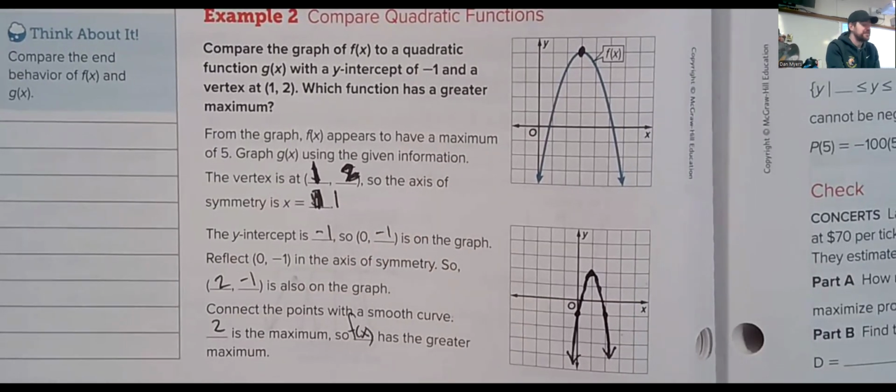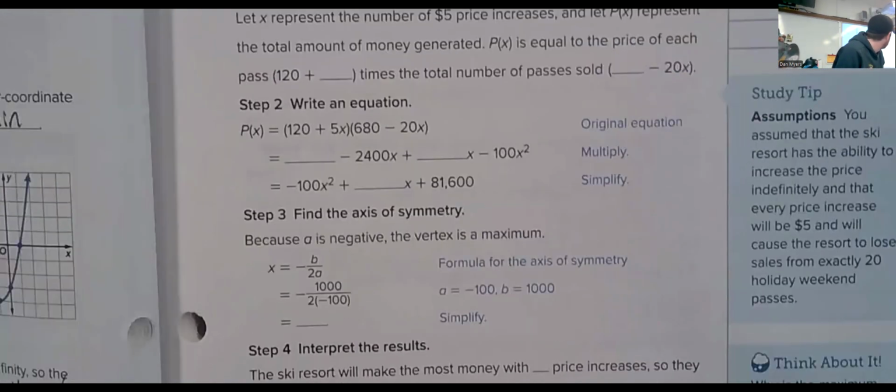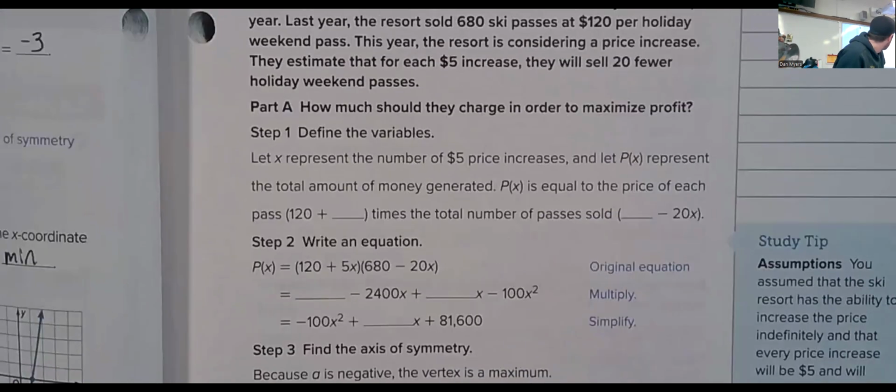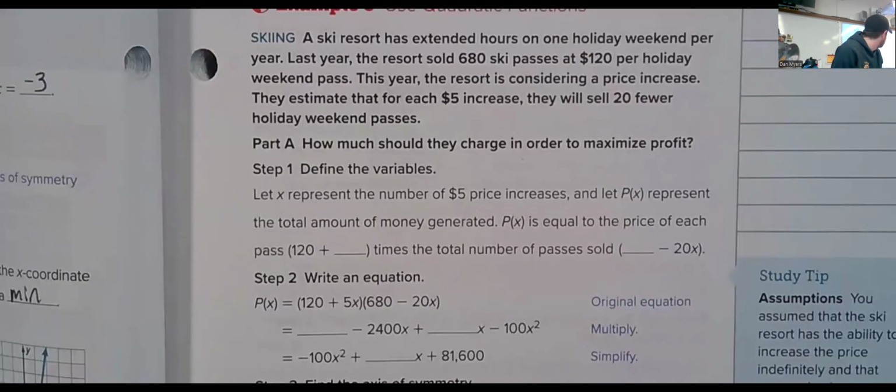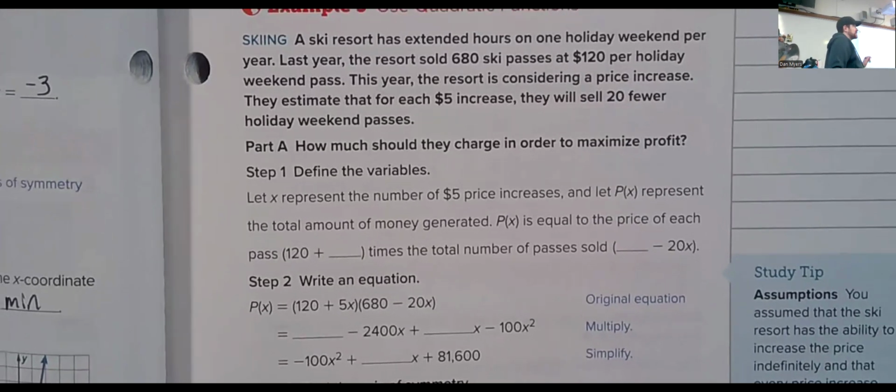All right, example 3. The ski resort. Now, this is an interesting question. I like this question a lot, actually. And coming up with the quadratic function for this is not a super easy task. So let's talk about this one.